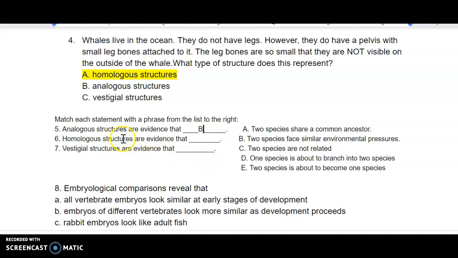Number 6 says homologous structures. Those are the ones that look the same but do not function the same. Homologous structures are evidence that two species had a common ancestor.